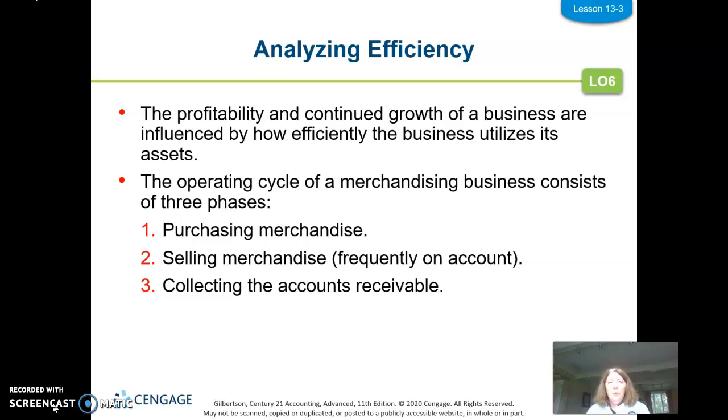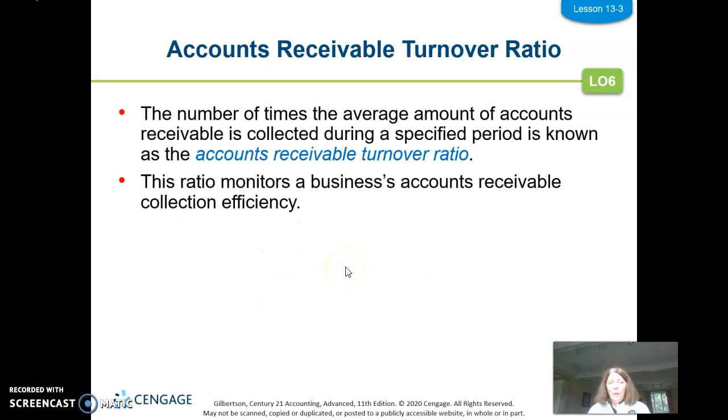So we're going to look at 2 different calculations. One is the AR turnover. So the AR turnover ratio, you can see, is the number of times the average amount of AR is collected during a specified period, and we typically look at a year. And again, it's monitoring what our collection efficiency is like.